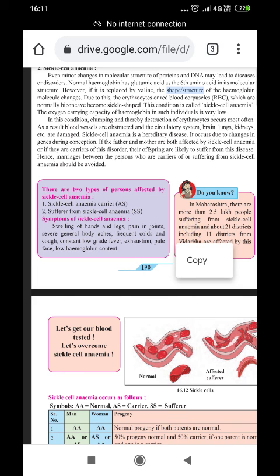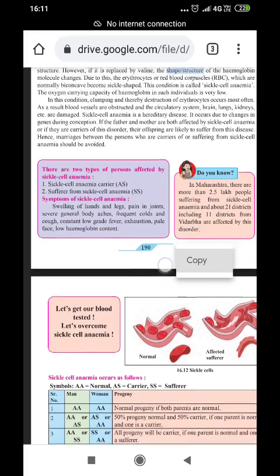If the father and the mother both are affected by sickle cell anemia, or if they are carriers of the disorder, the offspring are likely to suffer from this disease. Hence, marriages between persons who are carriers of or suffering from sickle cell anemia should be avoided. So, before marriage, a blood test has to be done to know whether the person is suffering from sickle cell anemia or not.